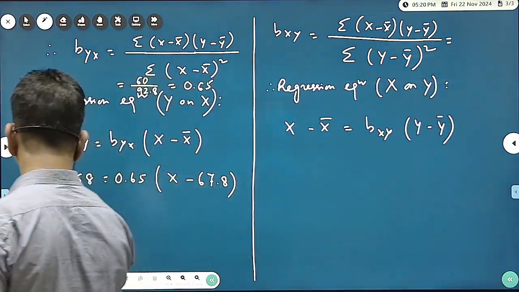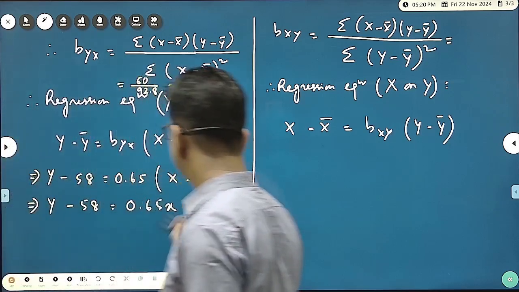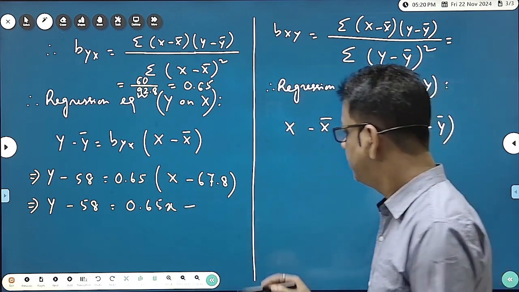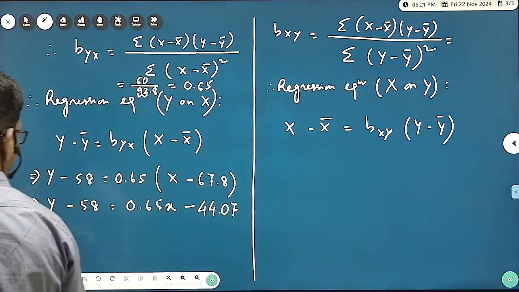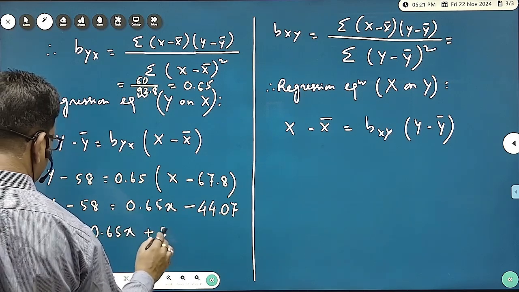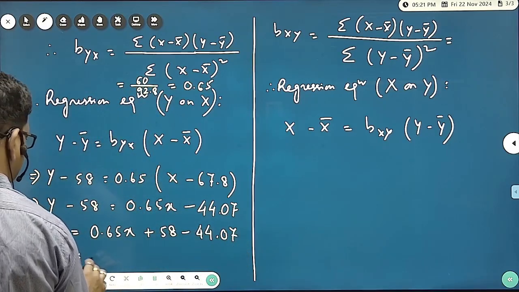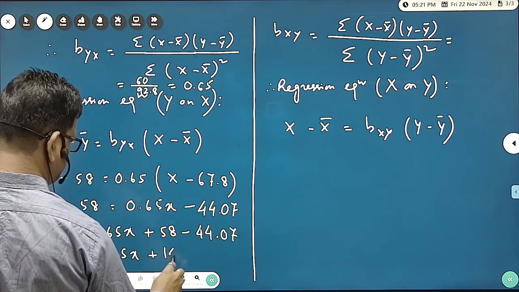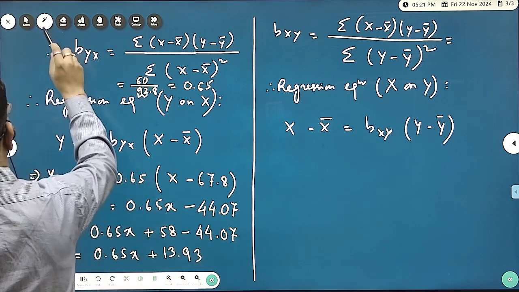Now open the bracket and express y in terms of x. This will be y minus 58 equals 0.65x. Multiply this 0.65 and minus 67.8. Now say which number? 44 point, rounded or final? Final. Now take 58 to the other side. This implies y equals 0.65x minus 44.07 plus 58, so y equals 0.65x plus 13.93.